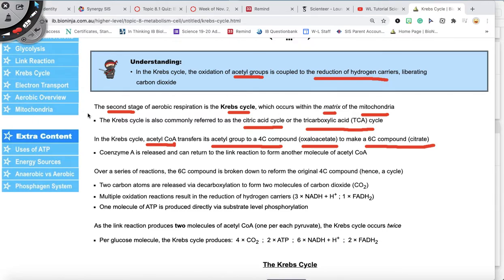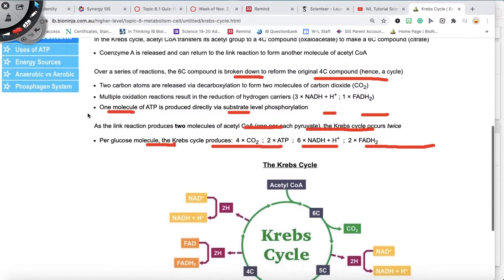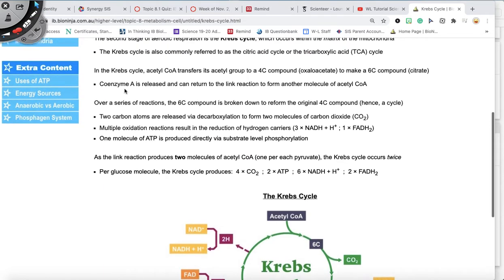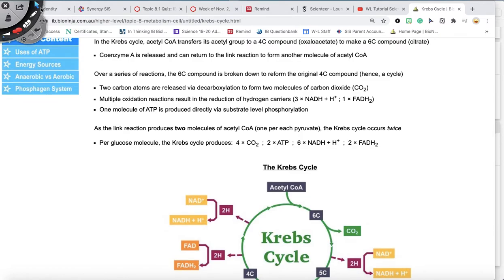So let's look at how that happens right here in the Krebs cycle. Here's acetyl coenzyme A from the link reaction, transferring its acetyl group to a 4-carbon compound known as oxaloacetate. Remember that acetyl coenzyme A is a 2-carbon compound. So 4 plus 2 gives you your 6-carbon compound, which is citrate.